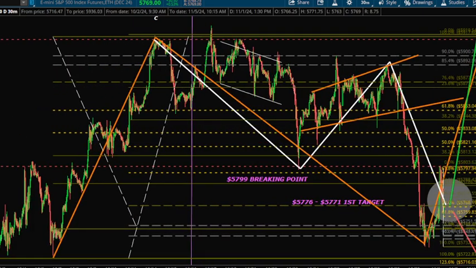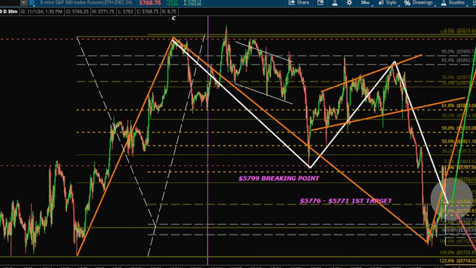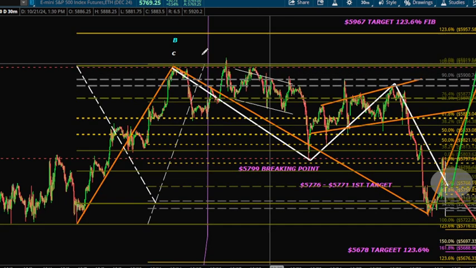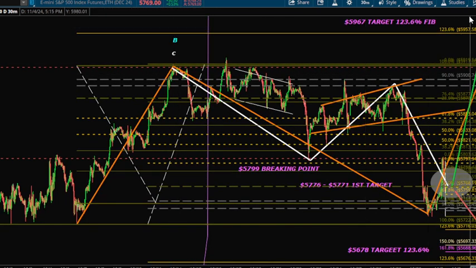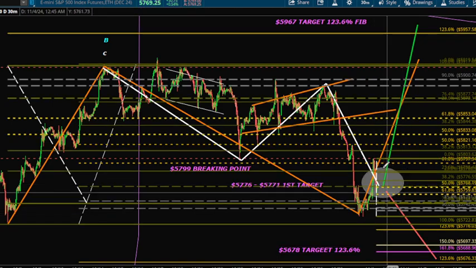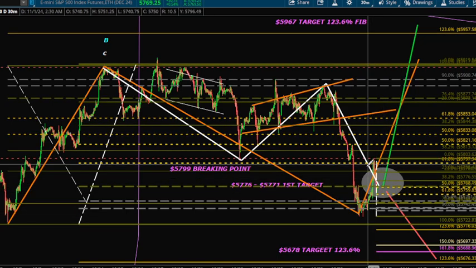So the only thing this would mean is that if we make a higher high, that this B, primary B wave, is going to move up probably to closer to the 59, 57 area. So this is going to be, I'll be watching this close on Sunday.